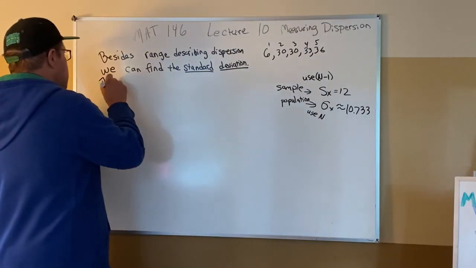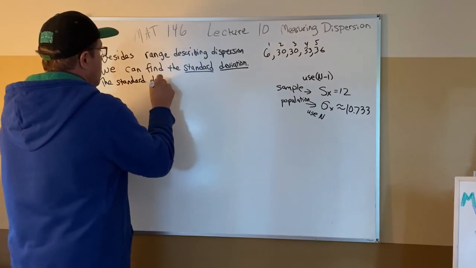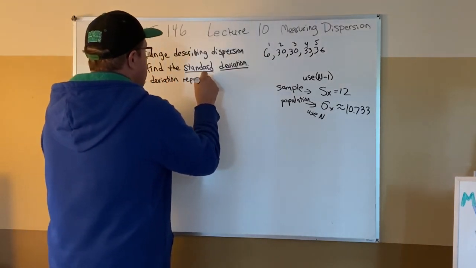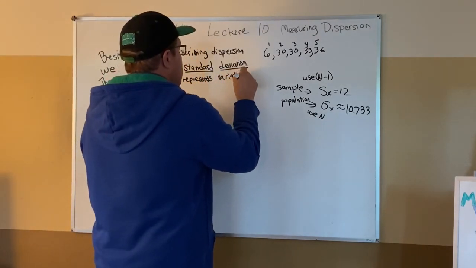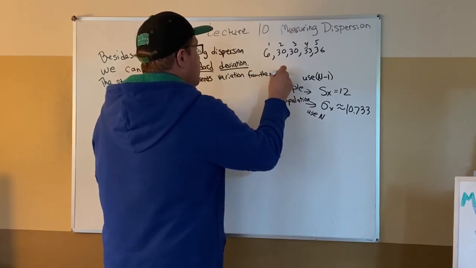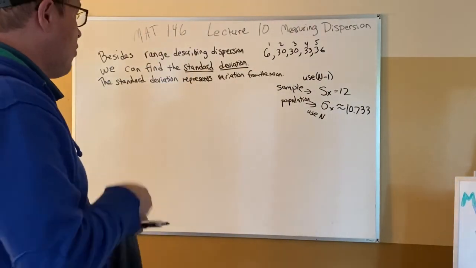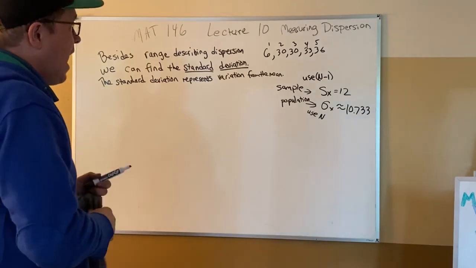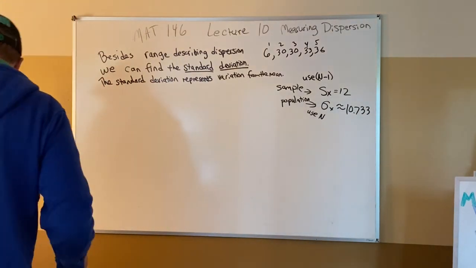The standard deviation represents variation from the mean. Because it's standard, it tries to incorporate every data value that we have and see what they come out to overall when we group them together and look at the big picture. How much do they tend to move away from the mean based on the standard deviation?